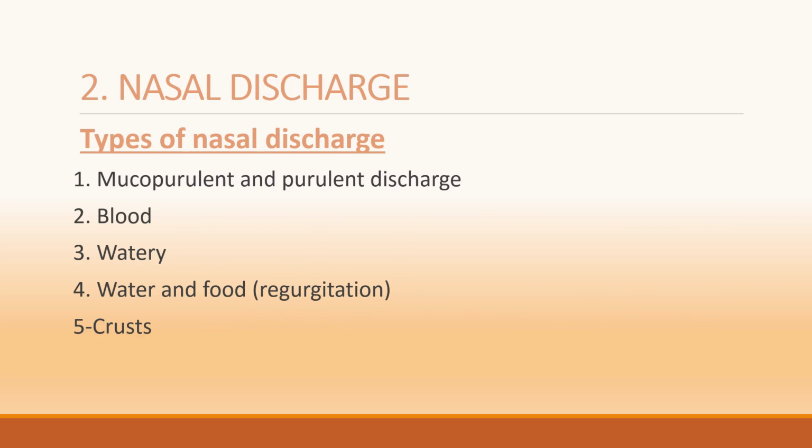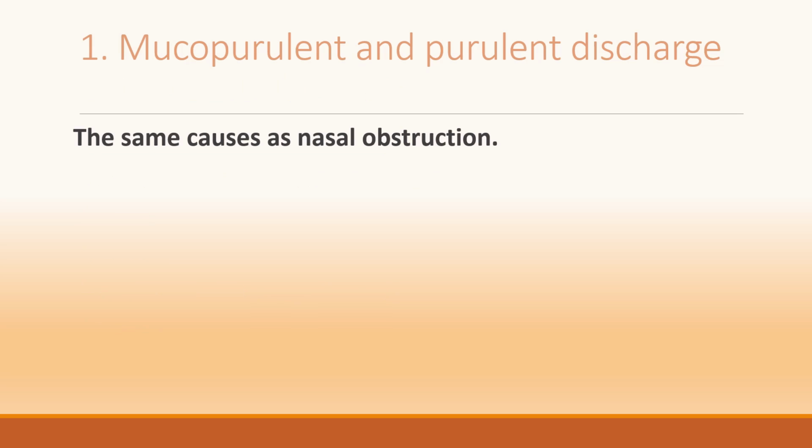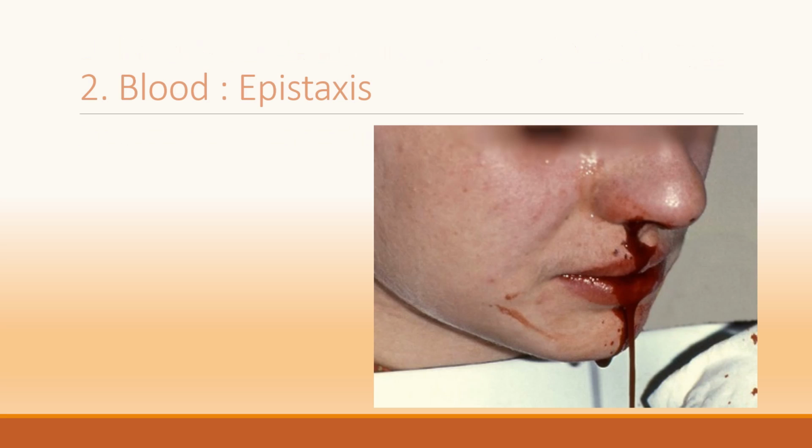The second symptom is nasal discharge. Types of nasal discharge: it can be mucopurulent or purulent, bloody, watery, water with food, or crusts. Mucopurulent and purulent discharge: all the causes are the same as nasal obstruction. Any nasal obstruction will be associated with mucopurulent and purulent discharge. Now we go to epistaxis, which is bleeding from the nose.